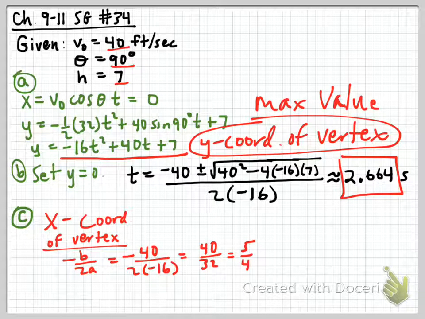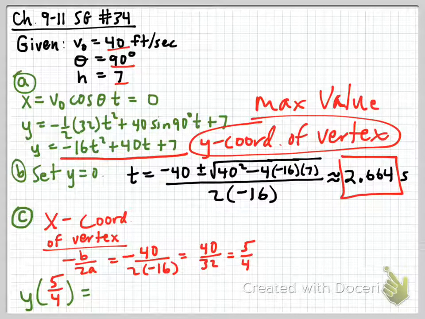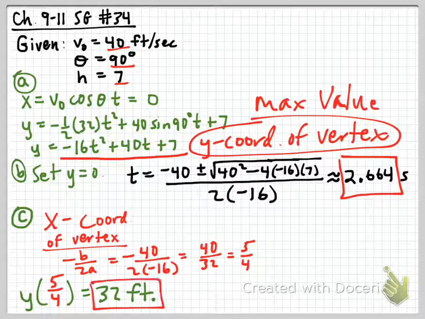So 1.25. If you plug that in, y of 5/4, that's going to yield the y-coordinate of the vertex, and I will pause and then get back to you. There you go. So y of 5/4 is 32, and that would be 32 feet. So this ball reaches a maximum height of 32 feet.